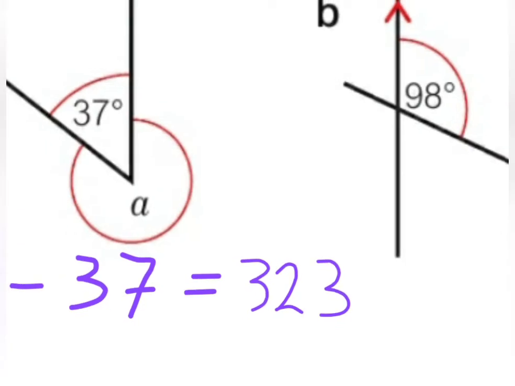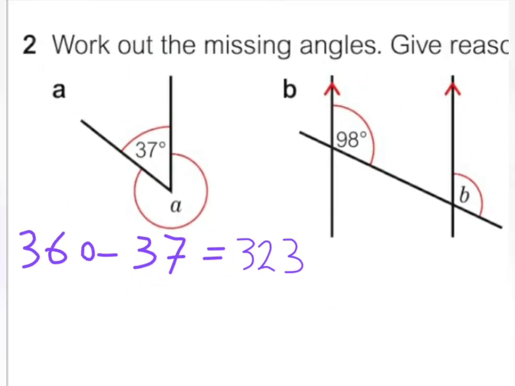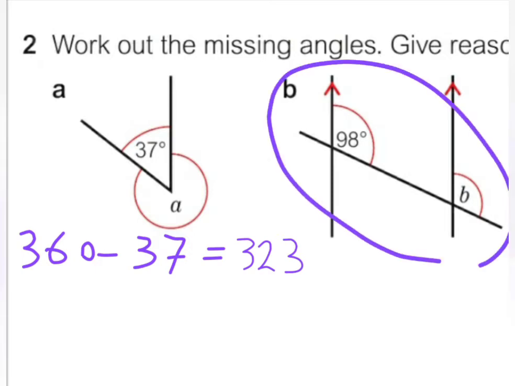Very good. So how did we find this? By using the rule of angles around a point. Angles around a point equal 360 or add up to 360. So when we subtract 37 from 360, we will get 323. Now let's move on to question B.